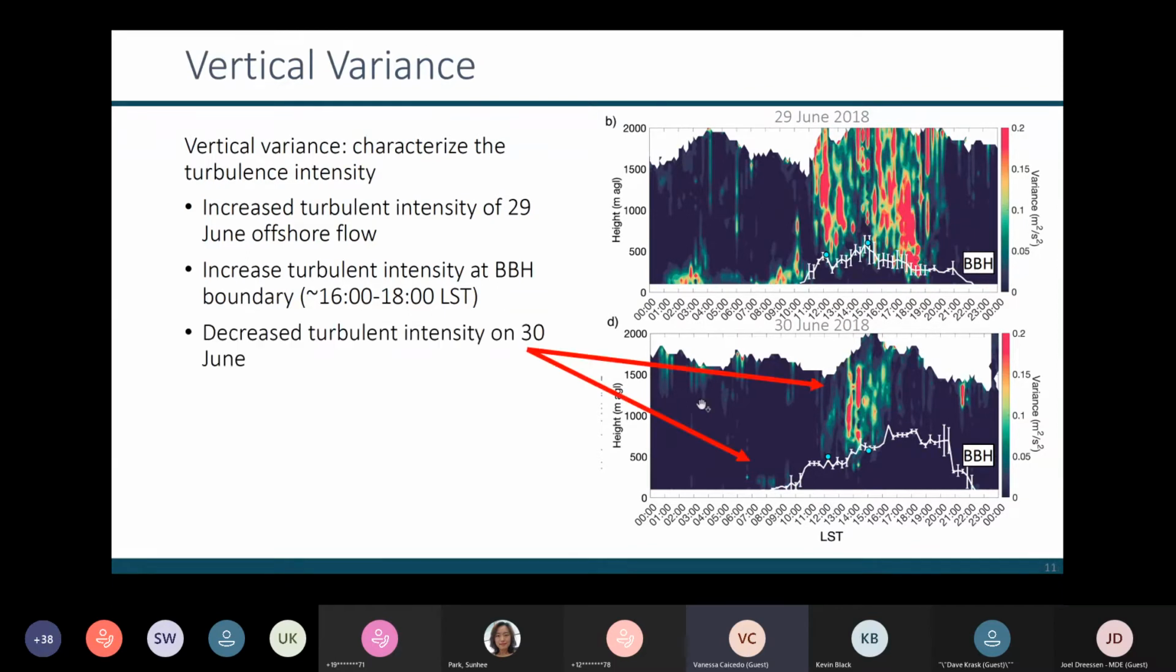And for June 30th, we did mention before it's a weaker offshore flow, so then we also see slightly weaker turbulent intensities on that offshore flow.